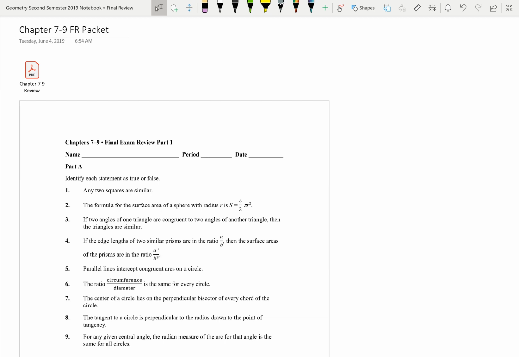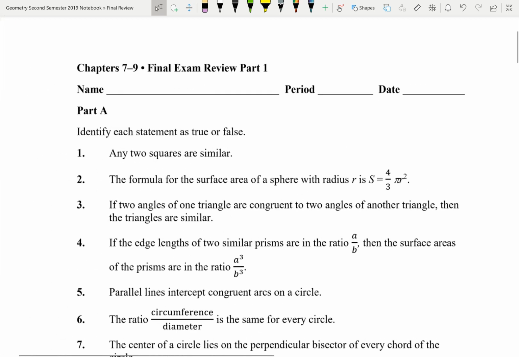You're going to start with some true-false questions. To answer these, it's helpful to have your conjectures list available to you. So let's go ahead and get started. I'll go through the true-false fairly quickly.